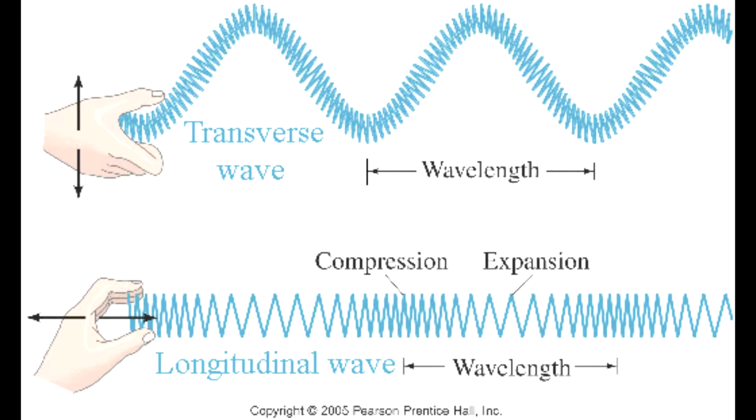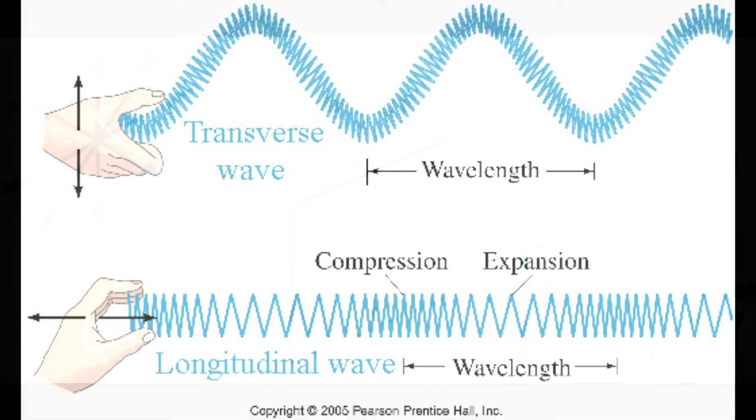Transverse waves vibrate at right angles to the direction of energy transfer. Types of these are EM waves and ripples in water, through magnetic and electric fields.